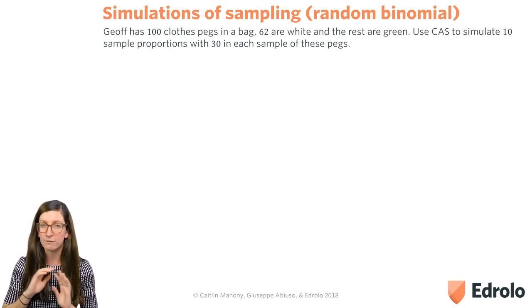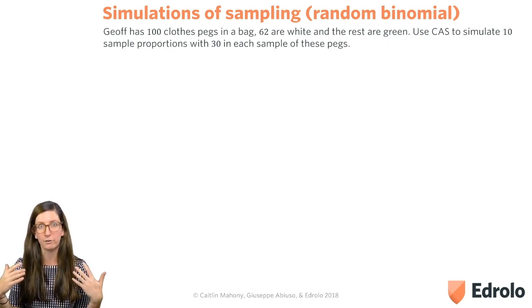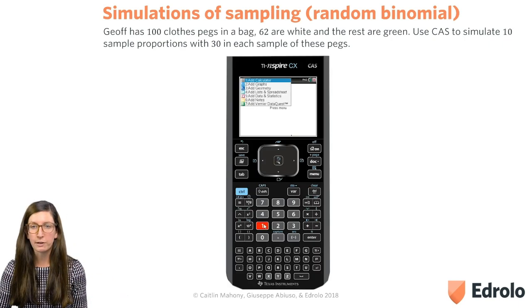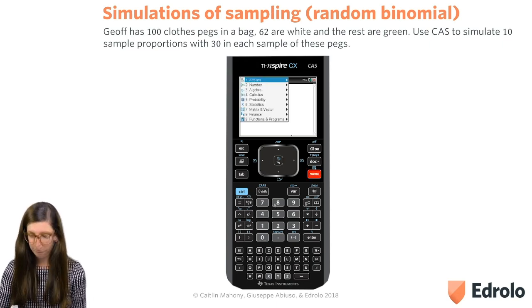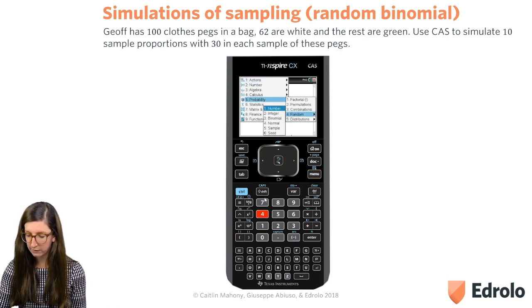But we don't need to even touch a peg. We can just do it using our calculator. So we'll go into our document and add a calculator. So to do this random sampling, what we want to do is jump into menu. We're working with probability and some random features, and we want to work with binomial, so number 3.